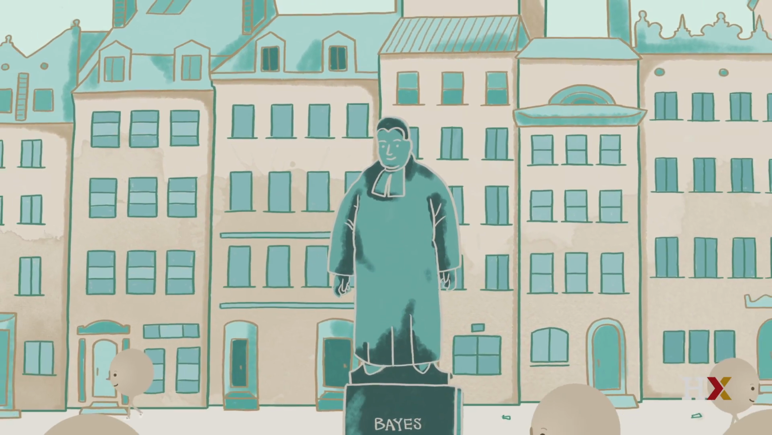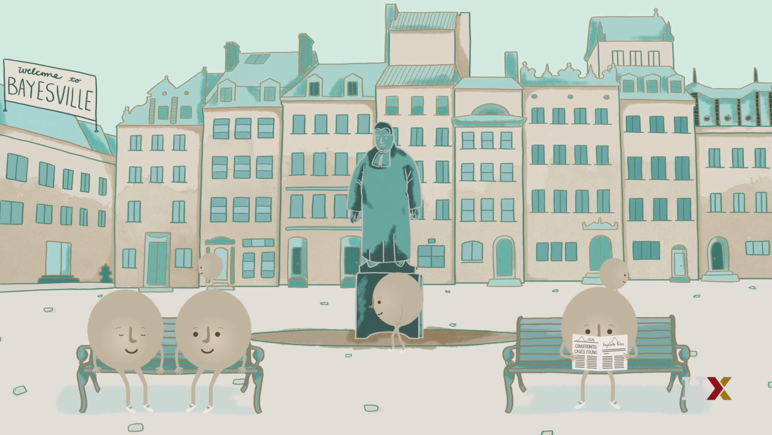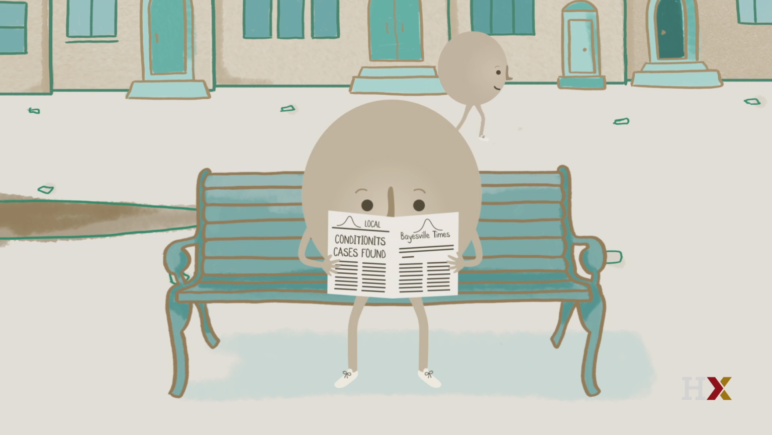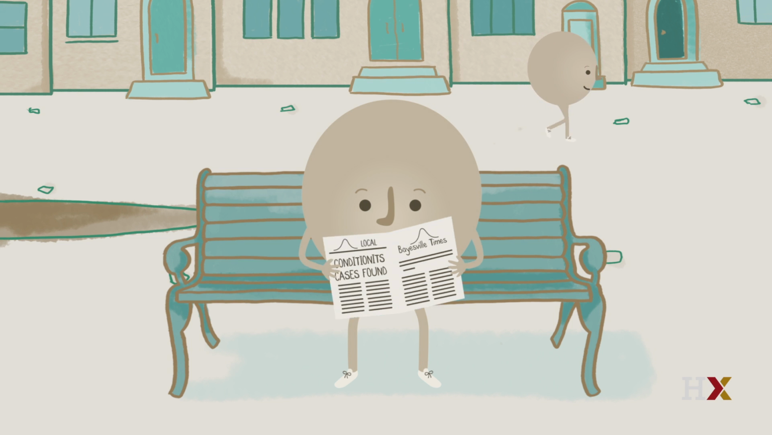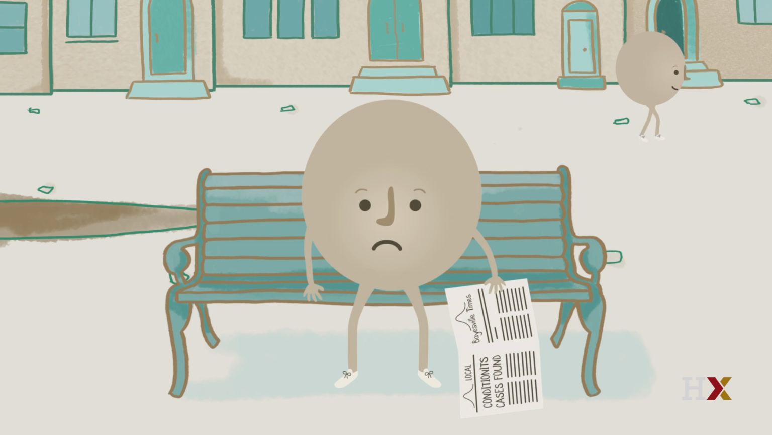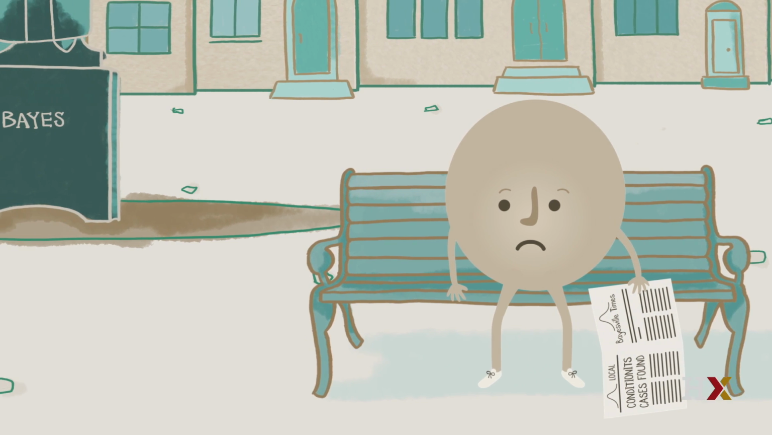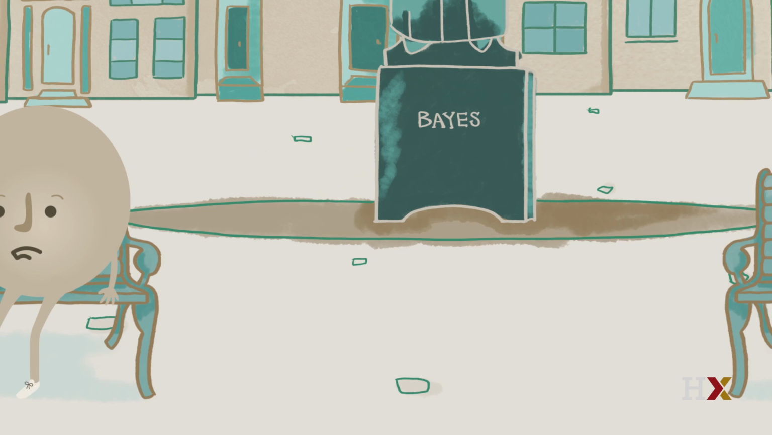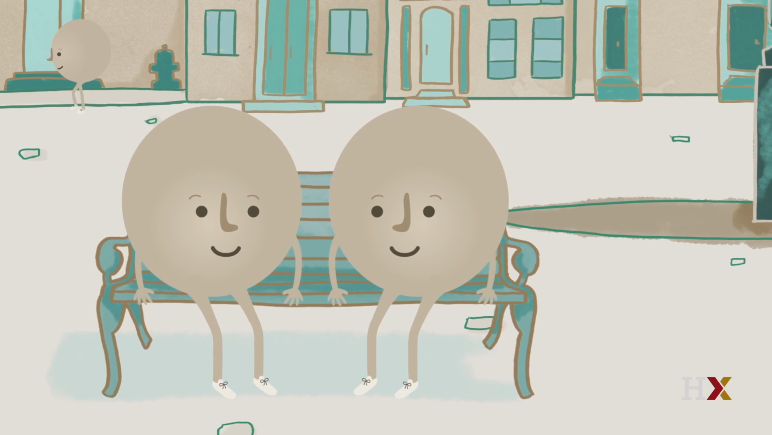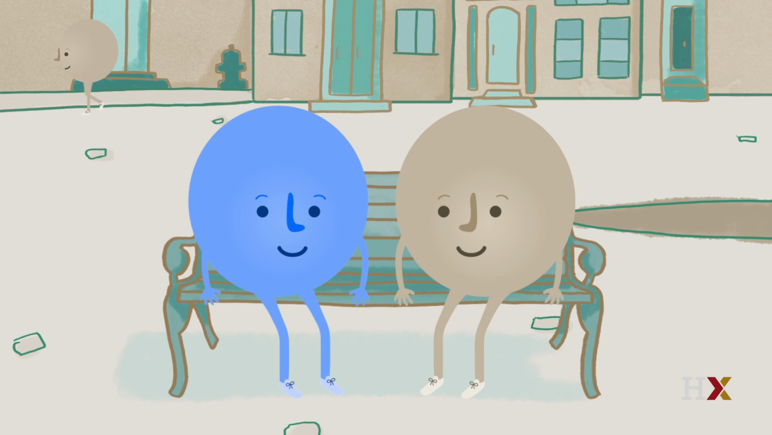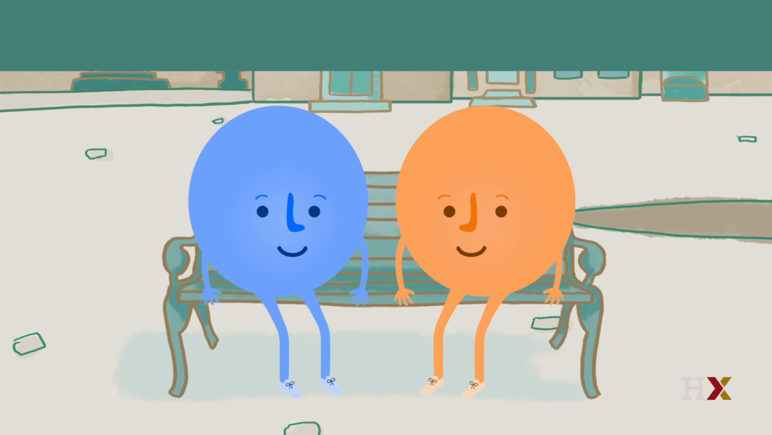The town of Bayesville has a population of 2,000 people. Jimmy is worried after reading a news article about a disease called conditionitis. Conditionitis is a serious but rare disease afflicting 1% of the population. Let's represent healthy people as blue and diseased people as orange.